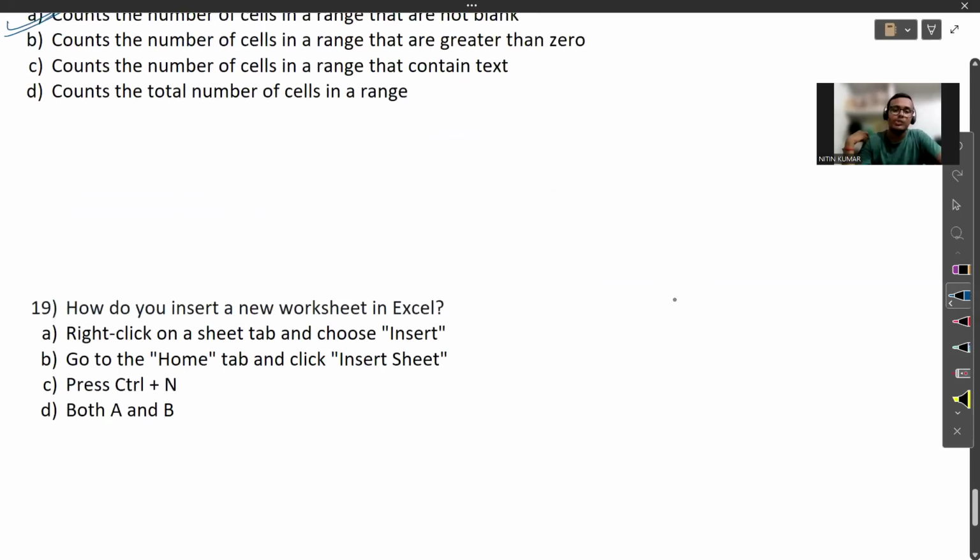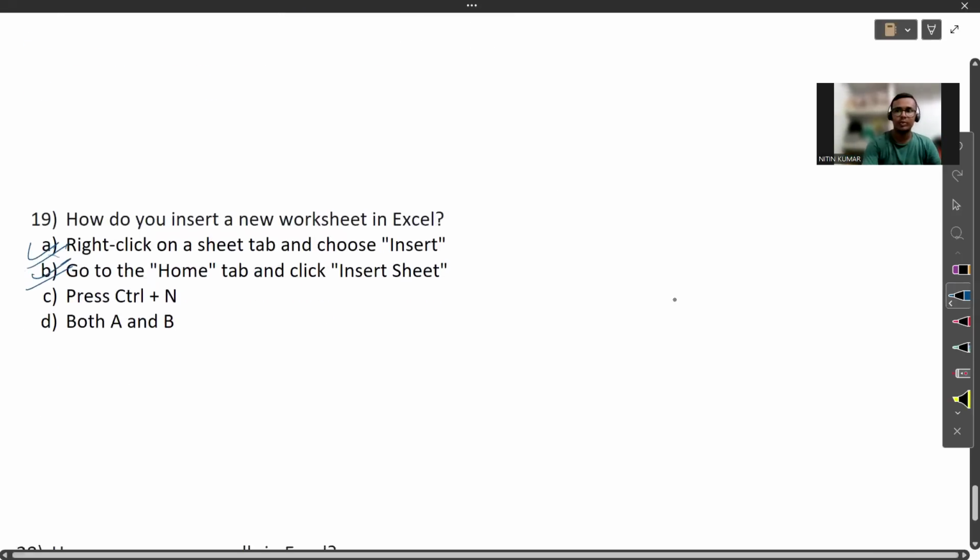How do you insert a new worksheet in Excel? Now it is just a basic question. Whenever you open Excel, you have to create a sheet. Now how will you create it? You will see both options A and B are correct. You can either right click on the sheet tab and choose insert, or otherwise you can go to the Home tab and click insert sheet. Both are correct.